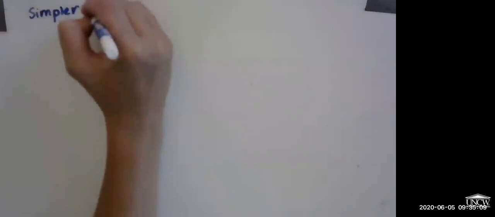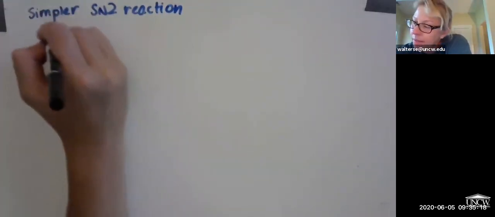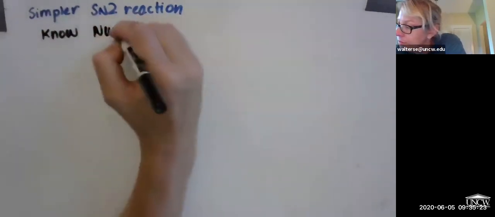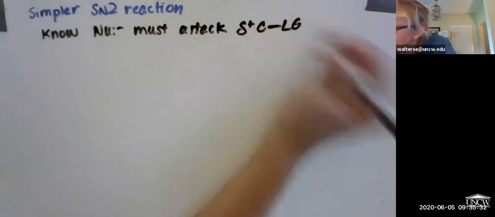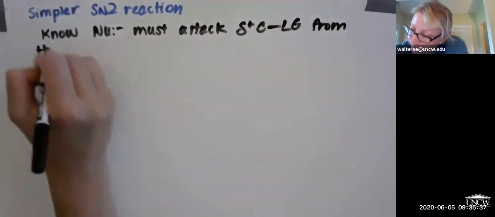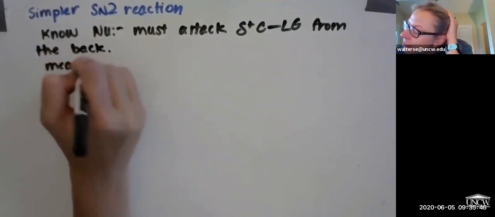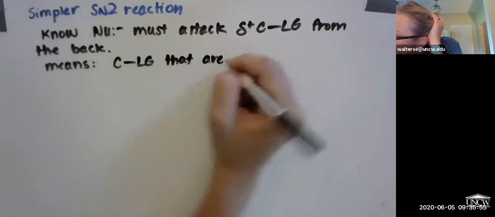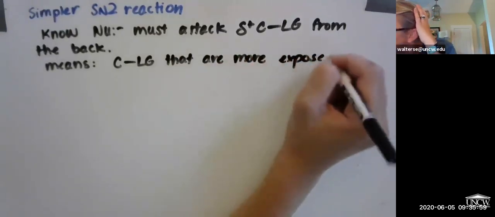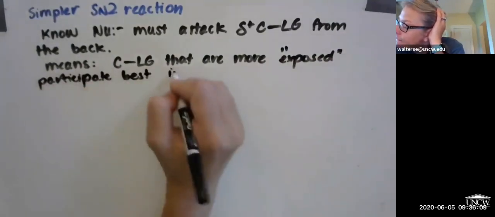Right, so now we're going to look at a simpler SN2 reaction. So from the last slide, what you know has to happen is that the nucleophile must attack the partially positive carbon that's bonded to the leaving group from the back. That is an essential part of the reaction. What that means is that carbons bonded to leaving groups that are, we're going to just say, more exposed or more open, participate best in SN2 reactions.